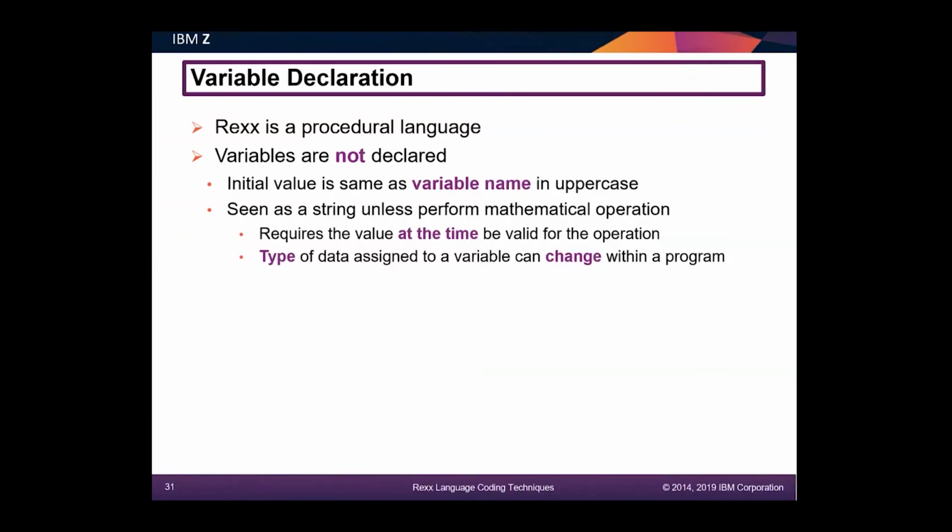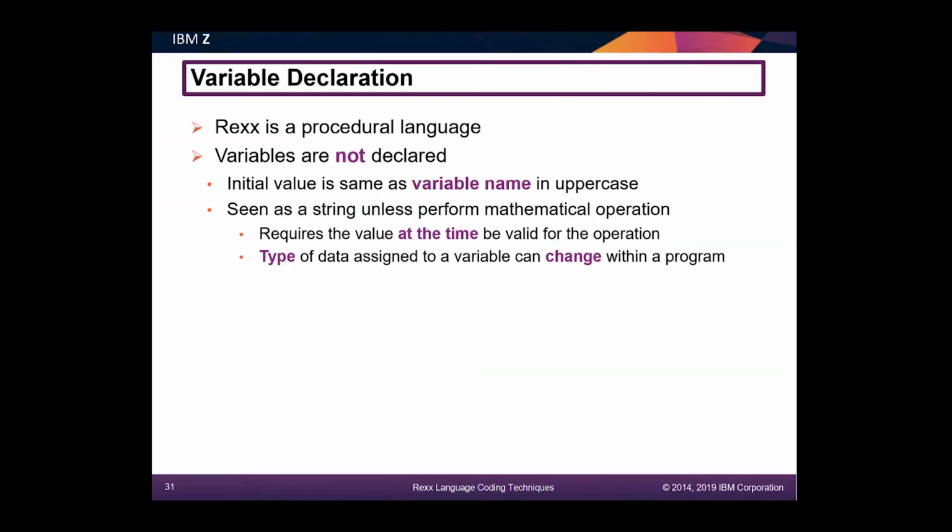So in this case with Rexx, because variables are not declared, they need some sort of initial value. And the initial value in Rexx is actually the variable name in uppercase. And we'll see some examples of where that can be an eye catcher to help you understand maybe where you went wrong in your program.